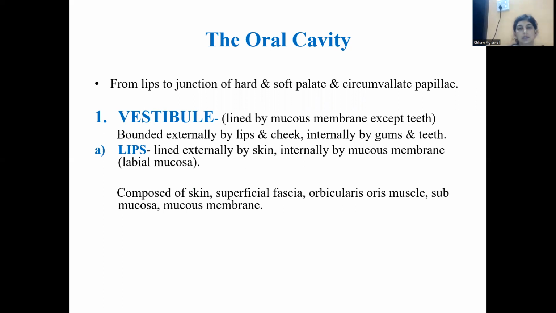Lips: they are lined externally by skin and internally by the mucous membrane, also called the labial mucosa. It is composed of skin, superficial fascia, orbicularis oris muscle, submucosa, and the mucous membrane.